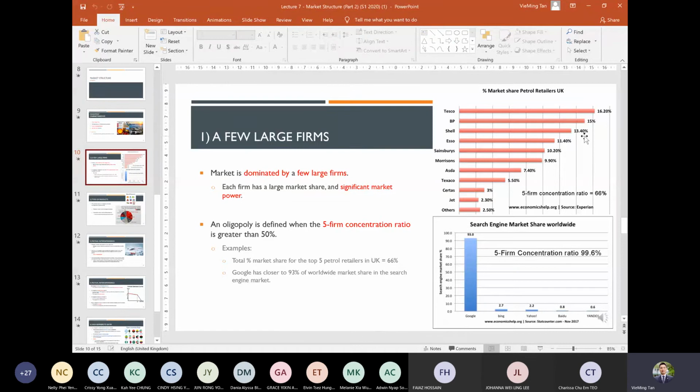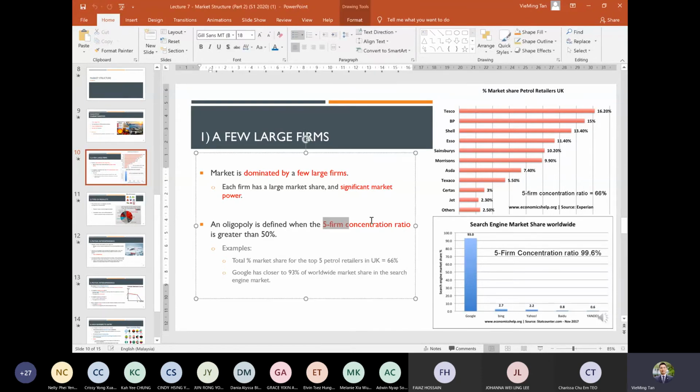So if you want to justify whether the petrol retailer industry in the UK is under the oligopoly market or not, you have to sum up the top 5 firms' market share: 16.2, 15, 13.4, 11.4, and 10.2%. If the market share is more than 50% among the top 5 biggest companies, then we can conclude this industry has oligopoly characteristics, based on the 5-firm concentration ratio.